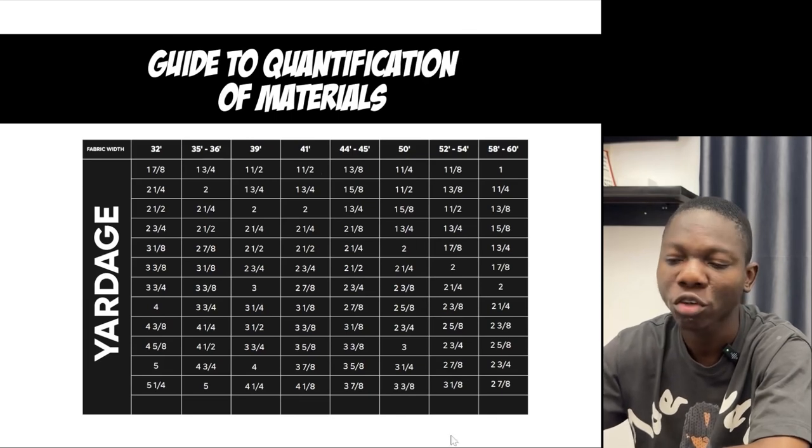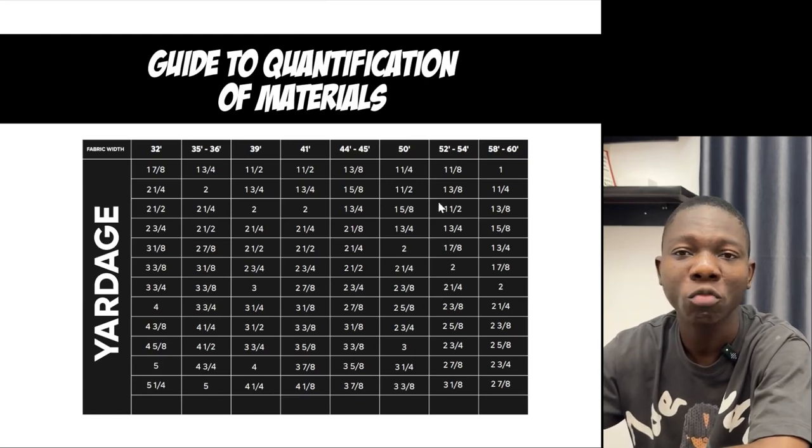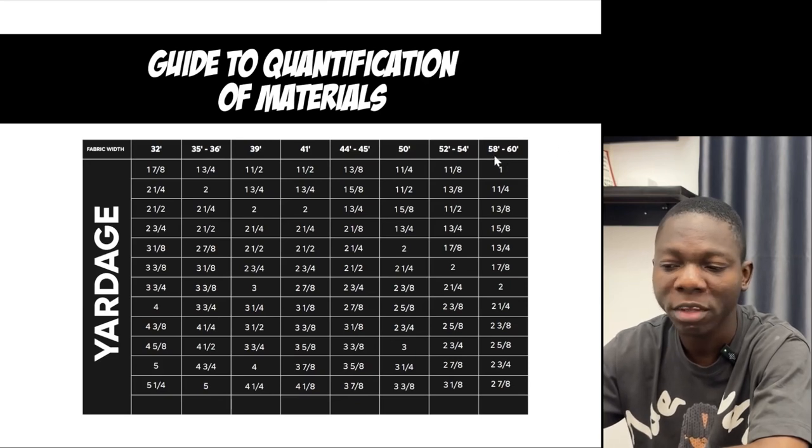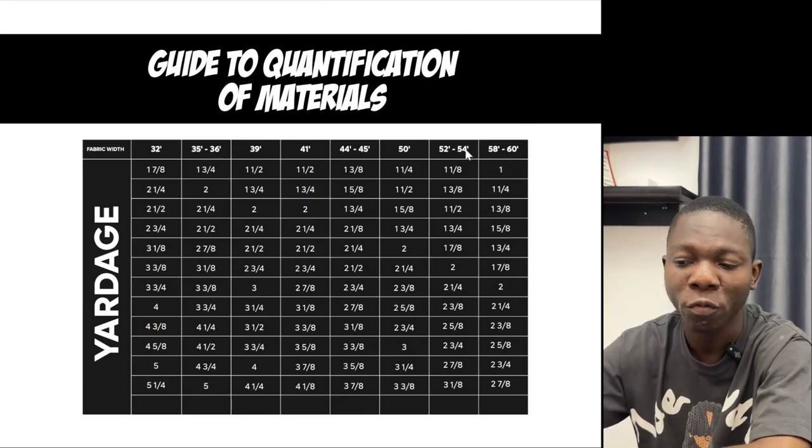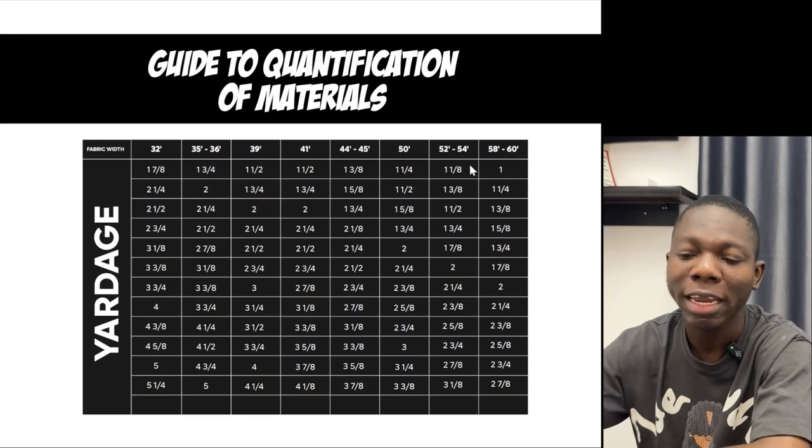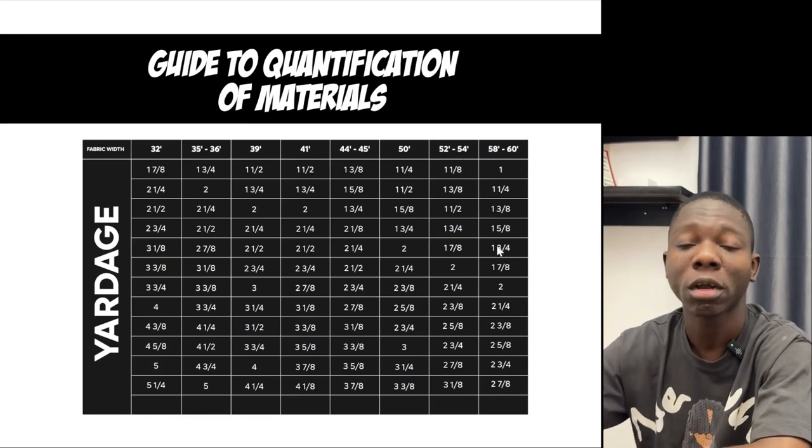This chart shows the amount of yardage that you need to buy. For example, if you want to buy a fabric and it requires a yard for it to be substantial, if the material is 50 to 60, you can buy a yard. But if it's 52 to 54, you need to buy something higher than that. And it goes on like that.